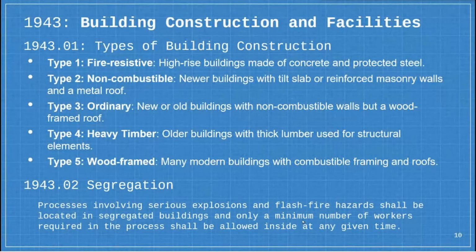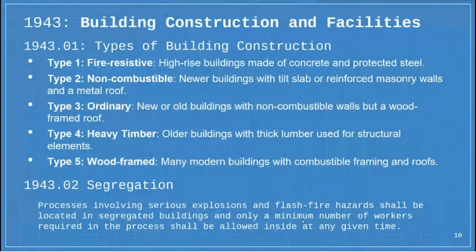So 1943, segregation. Processes involving serious explosion and flash fire hazard shall be located in segregated buildings and only the minimum number of workers required in the process shall be allowed inside at a given time. Next.